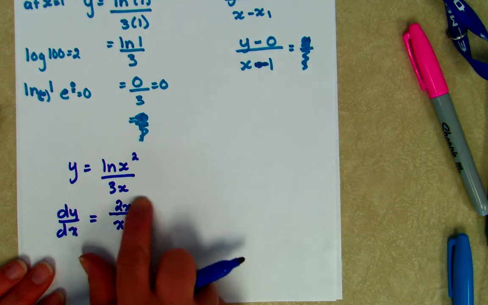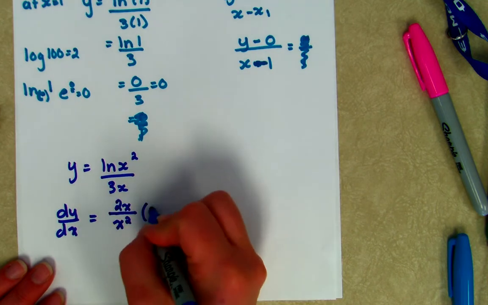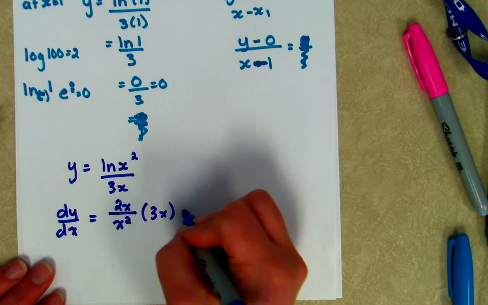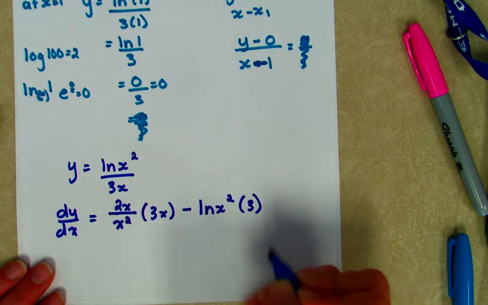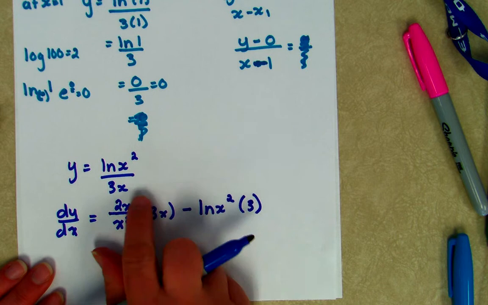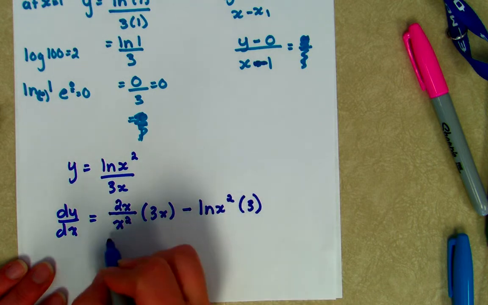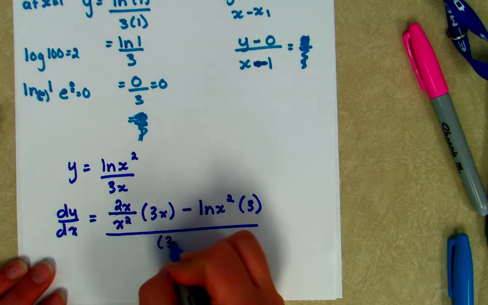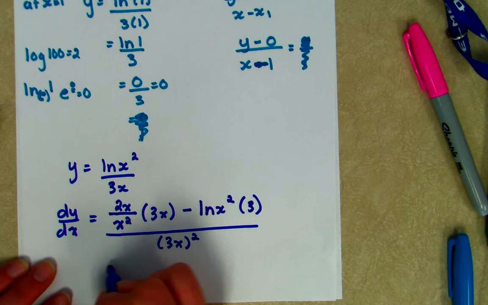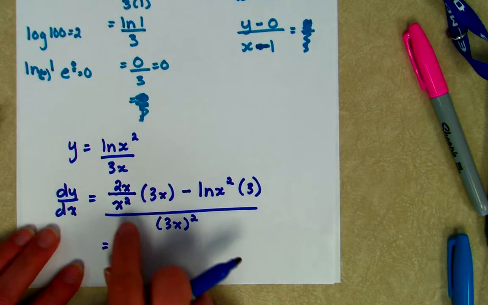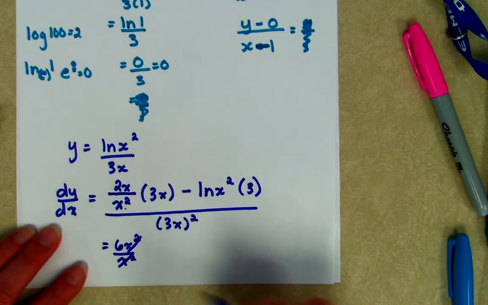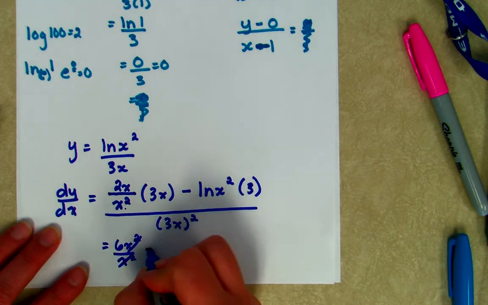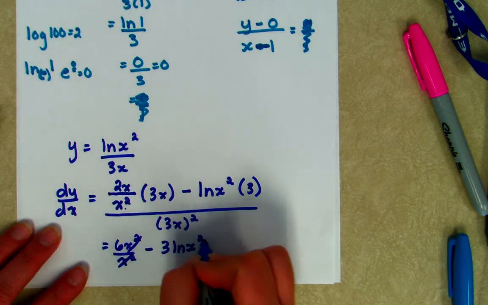So that's just the derivative of the top at that point, times the bottom, minus the top times the derivative of the bottom. So the top is ln x squared, the derivative of the bottom is 3, all over the bottom squared. I'm going to do some work to clean this up. 2x times 3x is 6x squared. I have x squared on the bottom. That's going to be convenient because those will go away. Minus 3 ln of x squared.